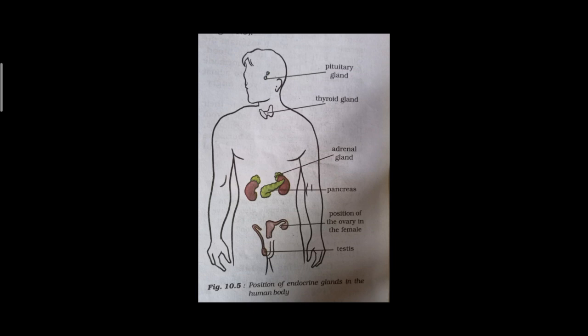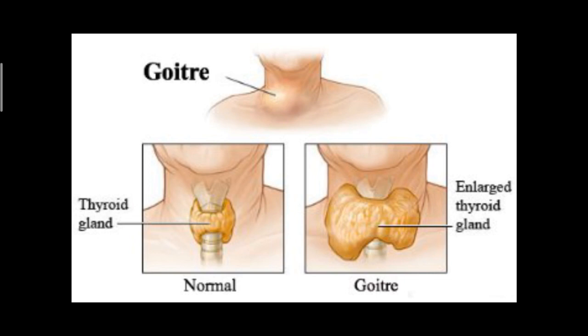Apart from the pituitary, the testes and the ovaries, there are other endocrine glands in our body, such as the thyroid gland, pancreas, and adrenal gland. Look at this picture. Did you notice a swelling on the neck? This is called goiter disease. The endocrine gland which is present in our neck is called the thyroid gland.